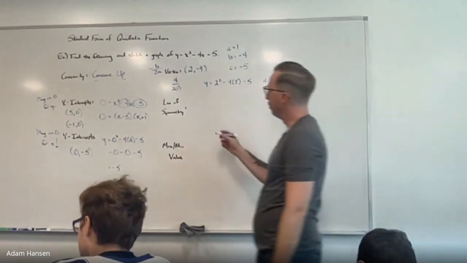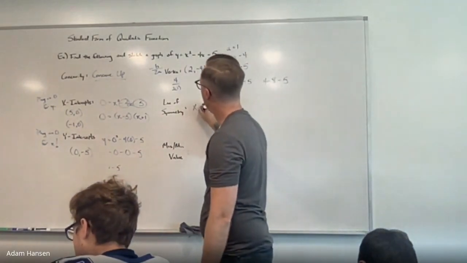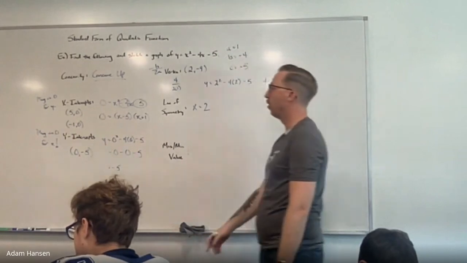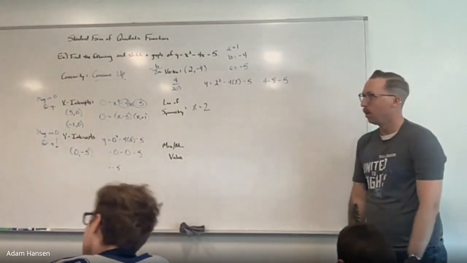What's the line of symmetry? It's x equals what number? 2. X equals 2, right? The whole equation, x equals 2.